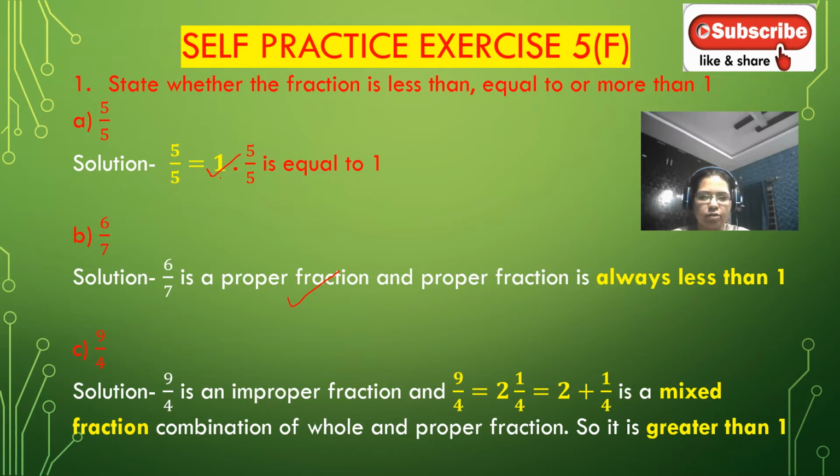9 divided by 4, we get 2 as the quotient and 1 as the remainder. So 9 equals 2 multiplied by 4 plus 1. We know a mixed fraction is quotient, remainder divided by divisor. Quotient is 2, remainder is 1, divisor is 4, so it equals 2 plus 1 divided by 4. This is a mixed fraction and here 2 is more than 1. So this fraction 9 divided by 4 is more than 1.